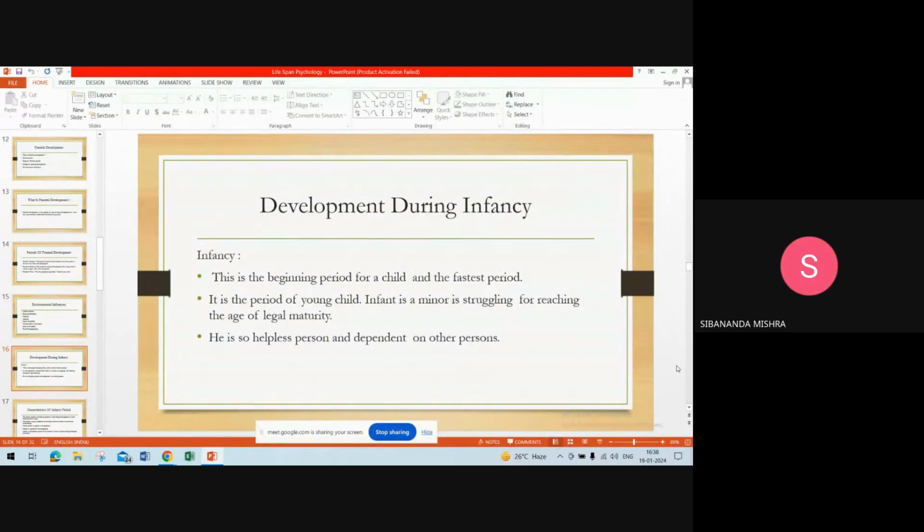Two years. This is the beginning period for a child and the fastest period. It is the period of a young child. An infant is a minor, struggling to reach the age of legal maturity. What is legal maturity? Yes.